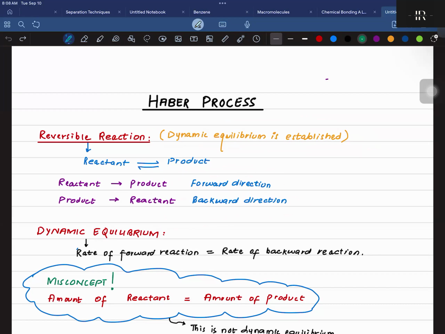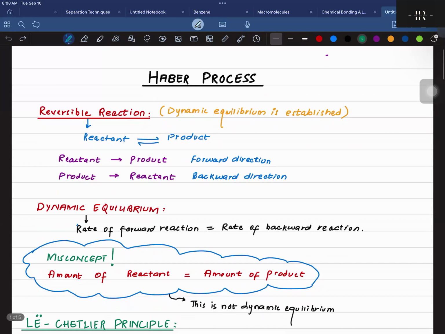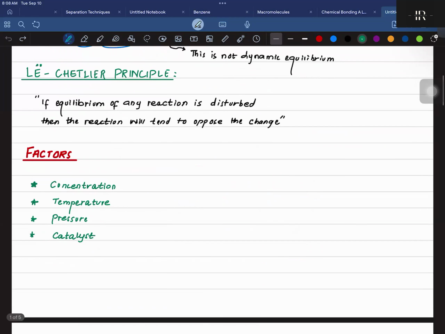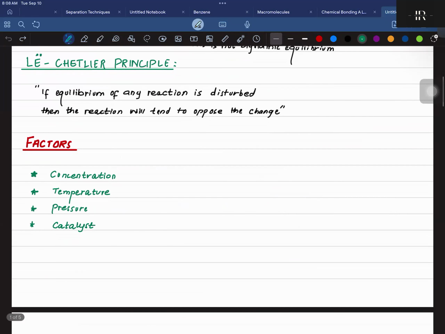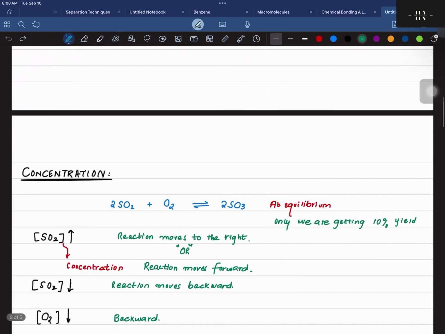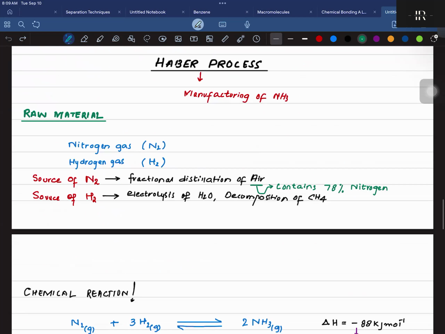Then, okay, let's suppose we discussed this Le Chatelier's principle, right? We discussed this Le Chatelier's principle, okay? Concentration, temperature, each and everything we discussed.